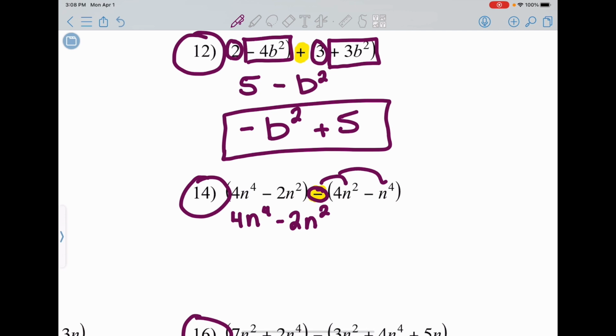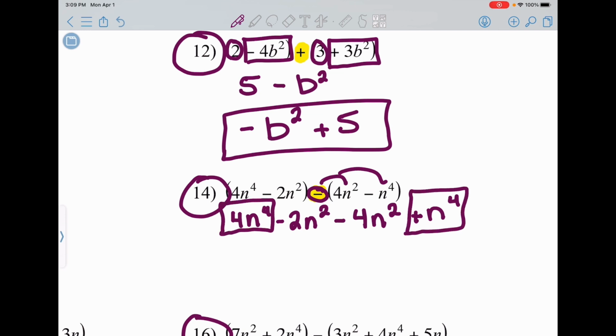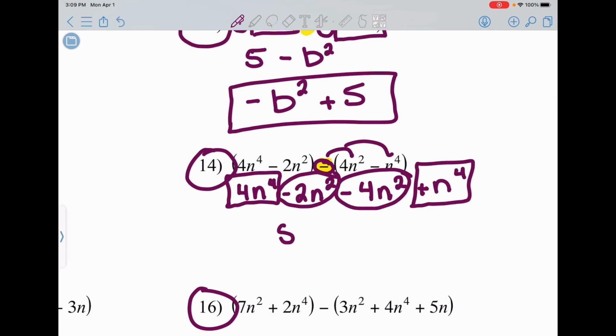Negative 1 times 4n squared will be negative 4n squared, and negative 1 times negative n to the power of 4 will be positive n to the power of 4. And then we combine like terms. So I have 4n to the power of 4, and n to the power of 4, and negative 2n squared, and negative 4n squared, which will leave me with 5n to the power of 4, and negative 2 and negative 4 combine to negative 6n to the power of 2.